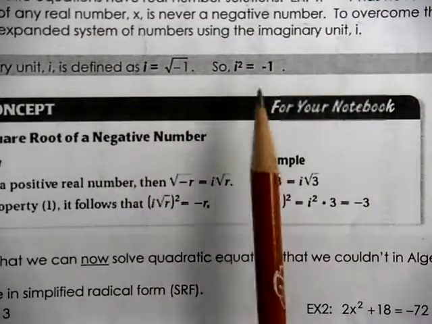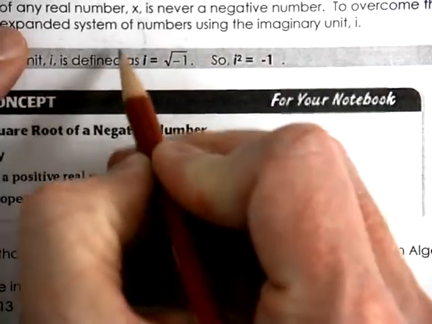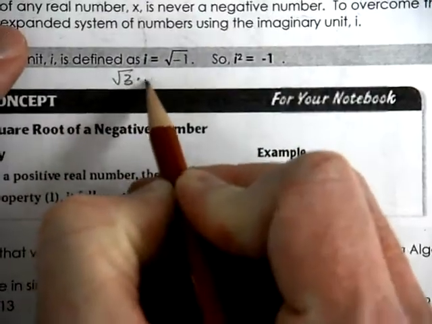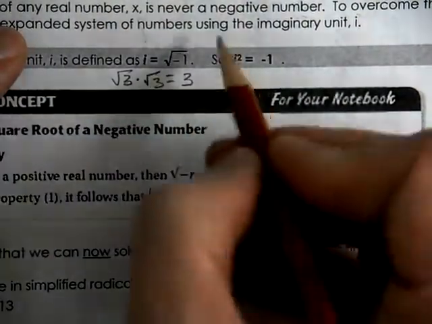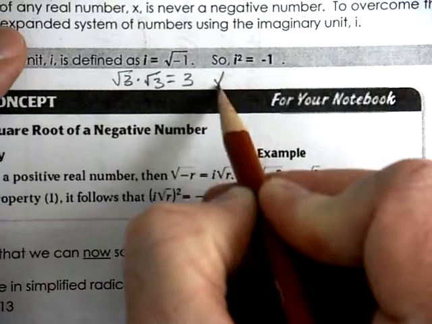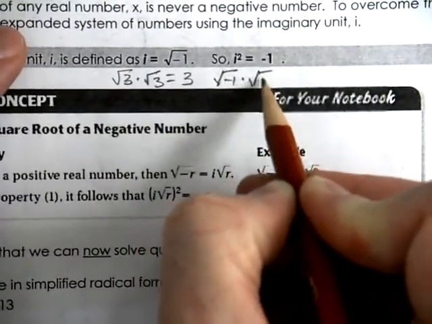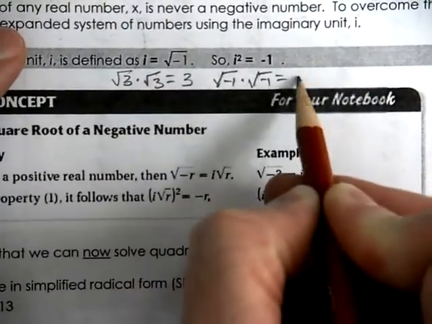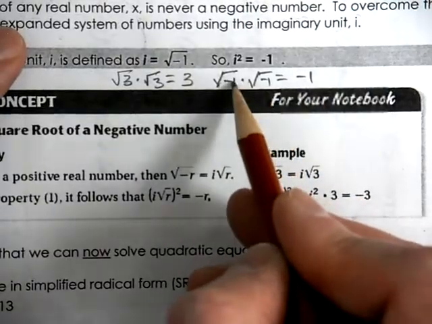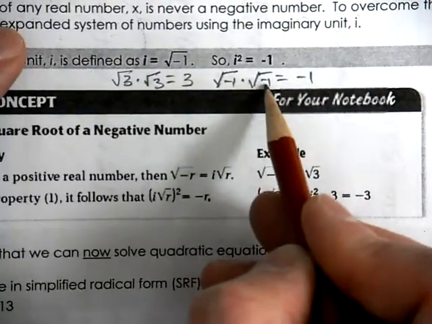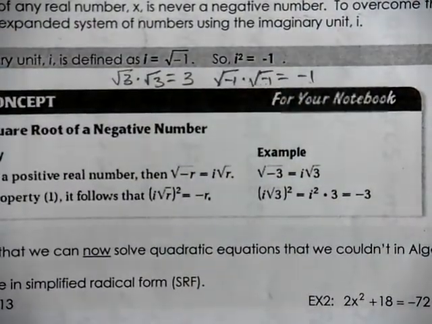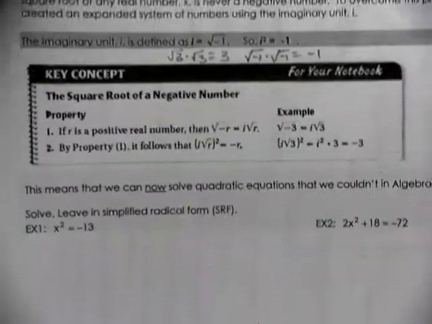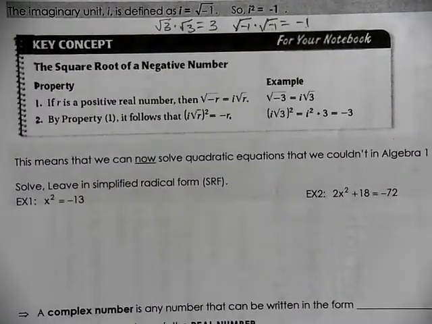A little extra step. You already know that when you have the square root of 3 times the square root of 3, that answer is 3. So, very similarly, if you have the square root of negative 1 times the square root of negative 1, you're going to get negative 1. So, i times i is negative 1. So we're going to use that in our calculations. When the i's get multiplied, we'll have an exponent of 2.